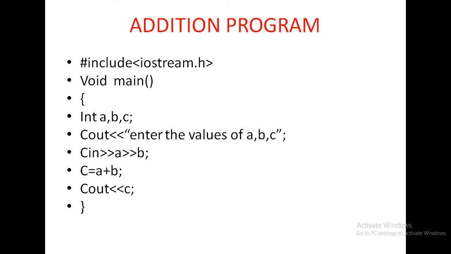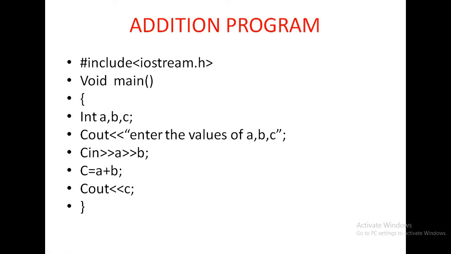Then the result is stored in another variable. Let us consider that variable is C. So in this program, I am taking three variables A, B and C. And what is the type of these variables? A and B are integer variables and the result is also an integer, so C is also an integer variable. So I am declaring int A, B, C.